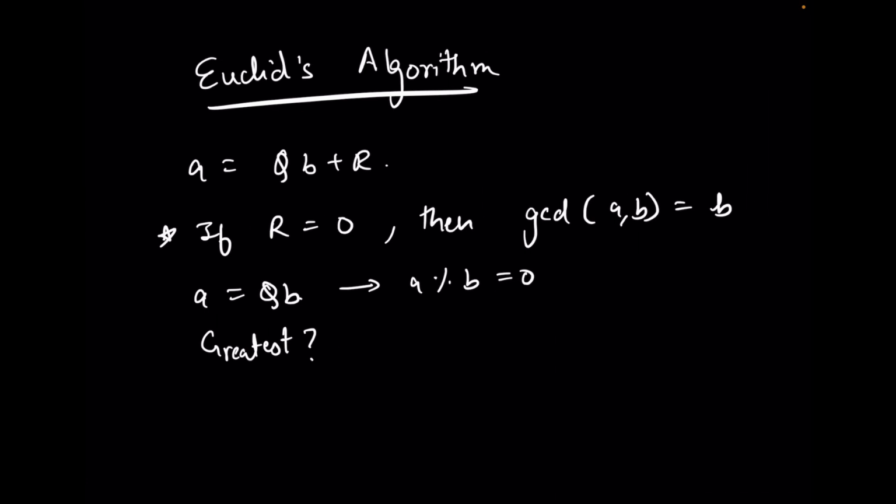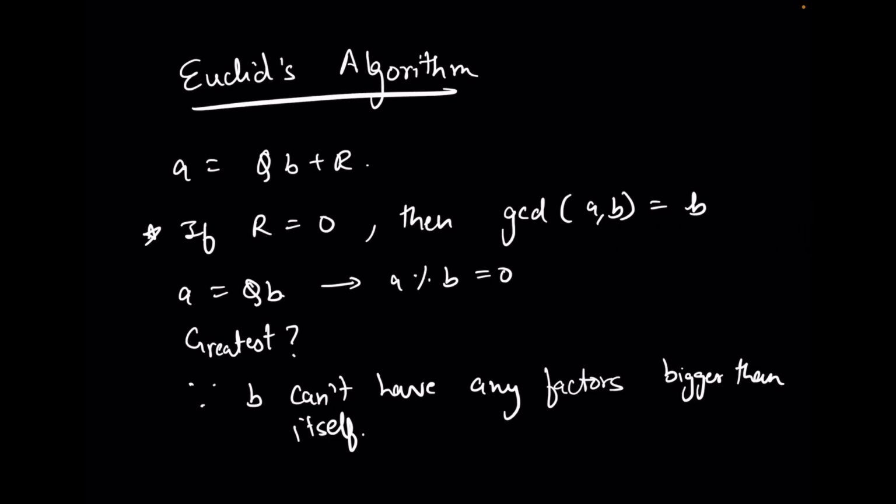But how do we know whether it's the greatest or not? This is because the number B cannot have a factor that is greater than itself. All factors of a number are either lesser than or equal to it. So if I want to find the greatest common factor between A and B, that can't be greater than B.